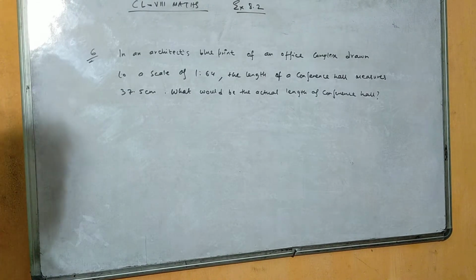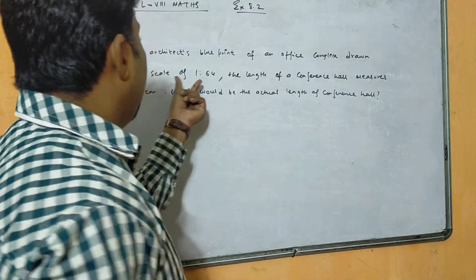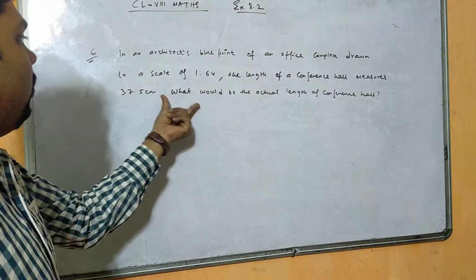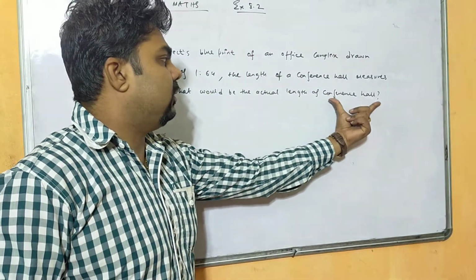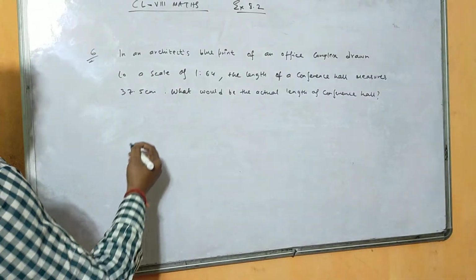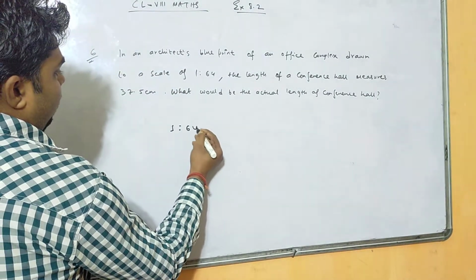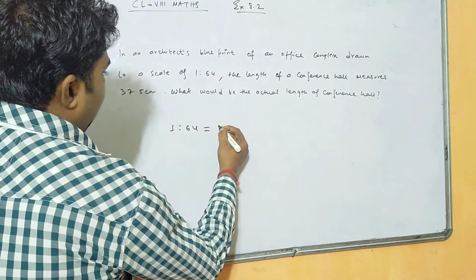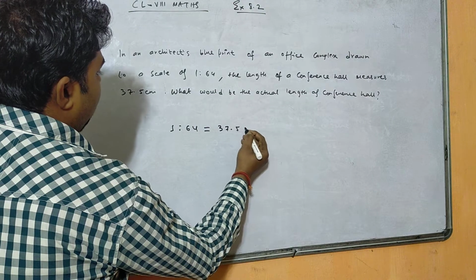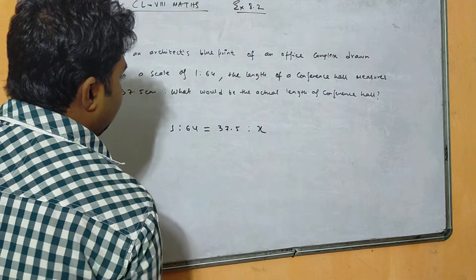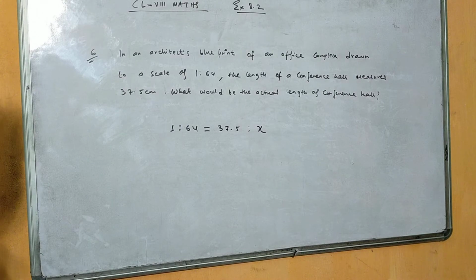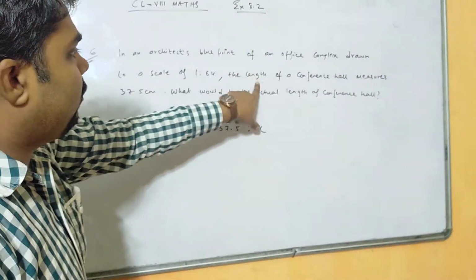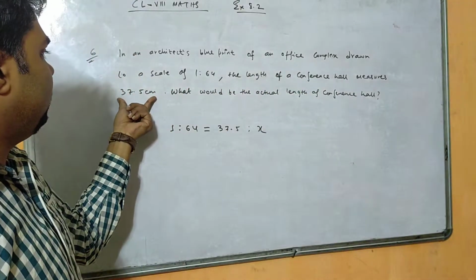In an architect's blueprint of an office complex drawn to a scale of 1:64, the length of the conference hall measures this much. What will be the actual length of the conference hall? So here, for 1:64, 37.5 is to X. For 1:64, this is the total scale, and the length of the conference hall measures this much, right?